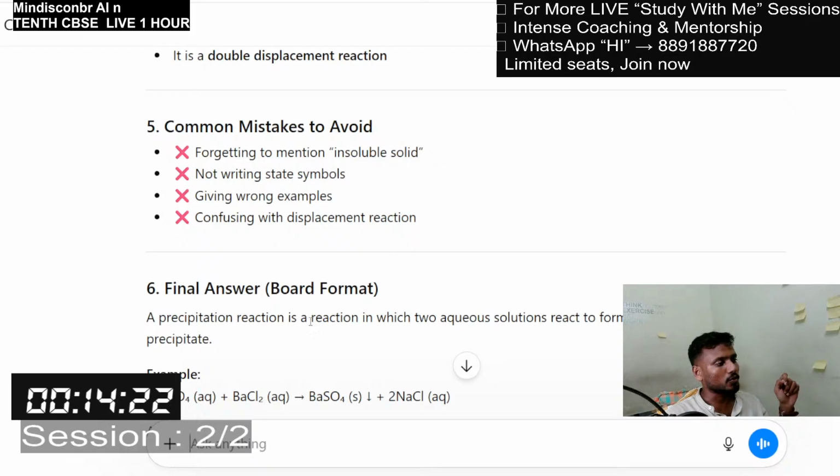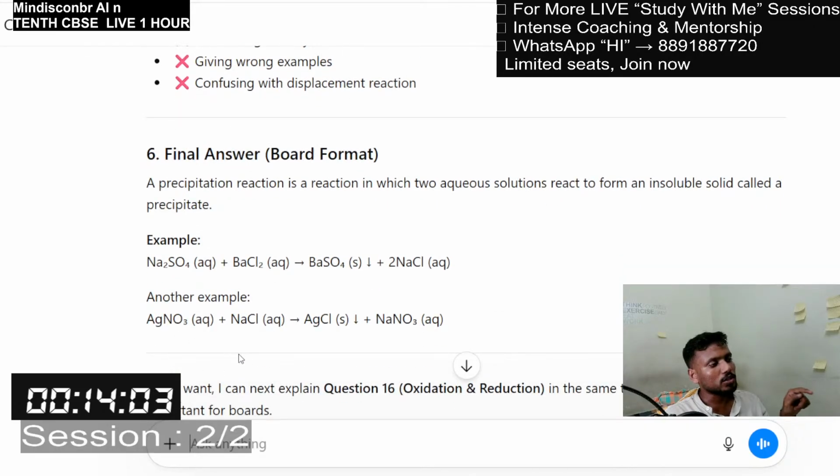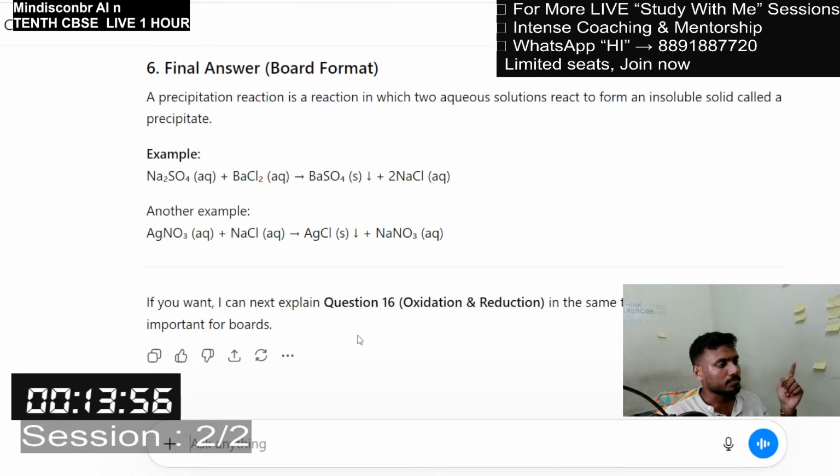Final answer, board format. A precipitation reaction is a reaction in which two aqueous solutions react to form an insoluble solid called a precipitate. Na2SO4 (aq) + BaCl2 (aq) gives BaSO4 (s) + 2NaCl (aq). Another example: AgNO3 (aq) + NaCl (aq) gives AgCl (s) + NaNO3 (aq).